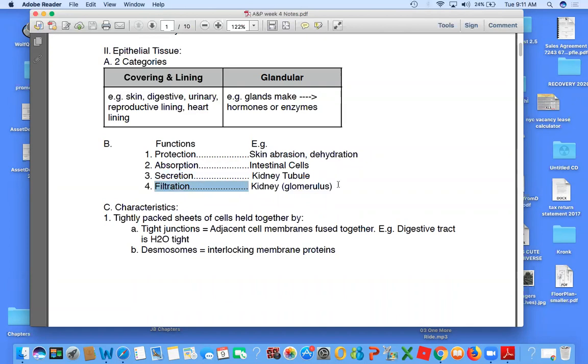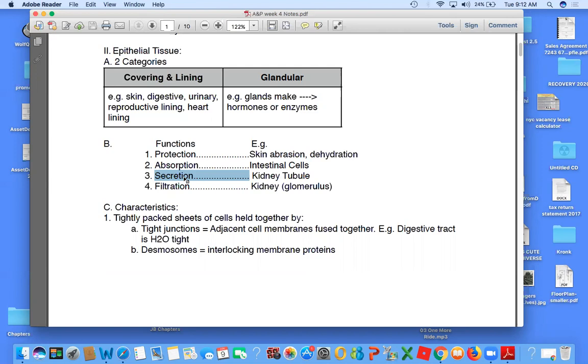Each of these functions is particular to a specific type of epithelial tissue. Let's take absorption. I just mentioned intestinal cells. The digestive tract is lined by intestinal cells that are, I will show you, uniquely structured to both produce things and absorb things. Secretion is the production of something. Kidney tubules are examples of types of cells that produce, be it different chemicals or hormones from the kidney.